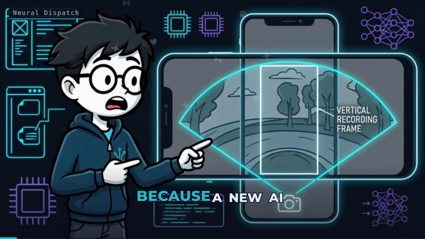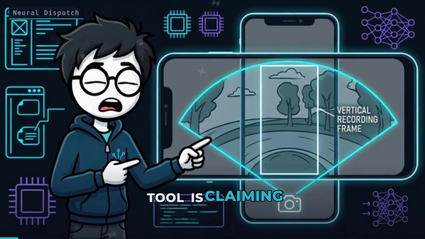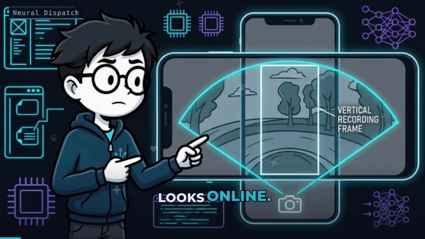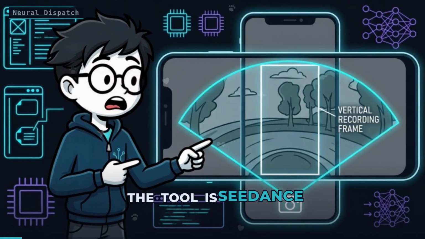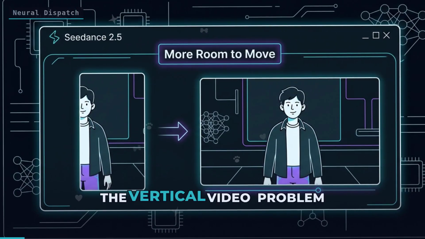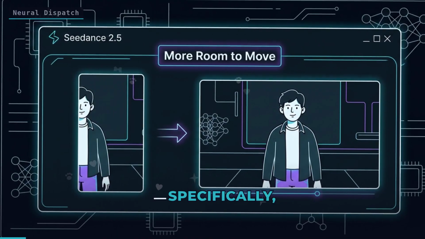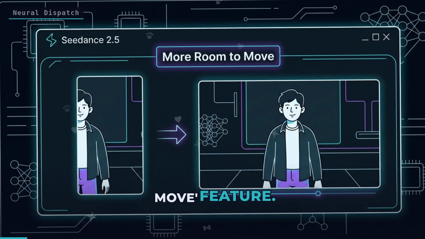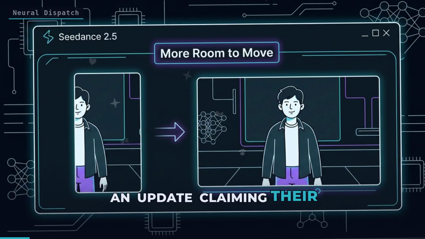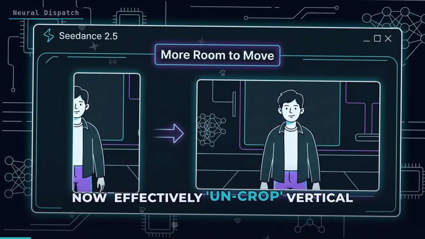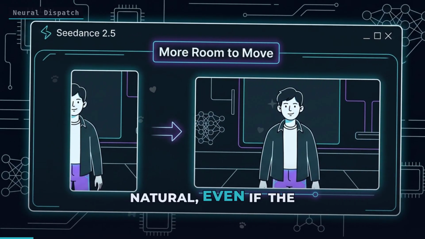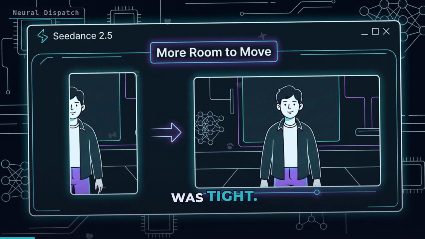Until now. Because a new AI tool is claiming to finally fix it, and it could change how every vertical video looks online. The tool is Seedance 2.5, and its big promise is solving the vertical video problem, specifically the "more room to move" feature. What happened is, they announced an update claiming their AI can now effectively uncrop vertical videos, making motion feel more natural, even if the original shot was tight.